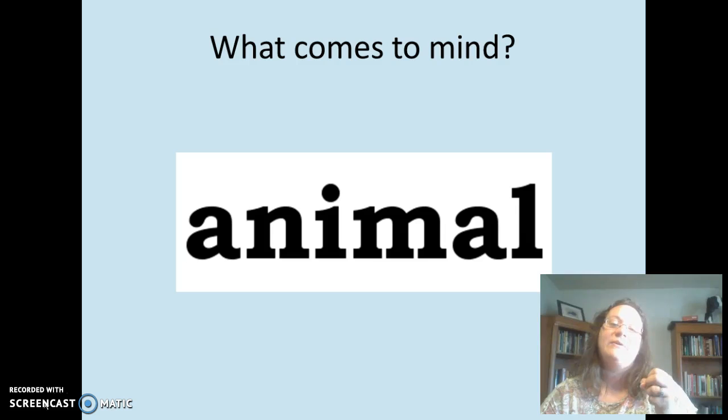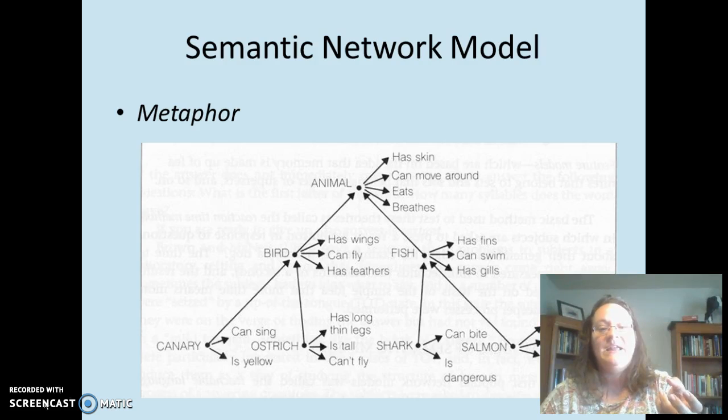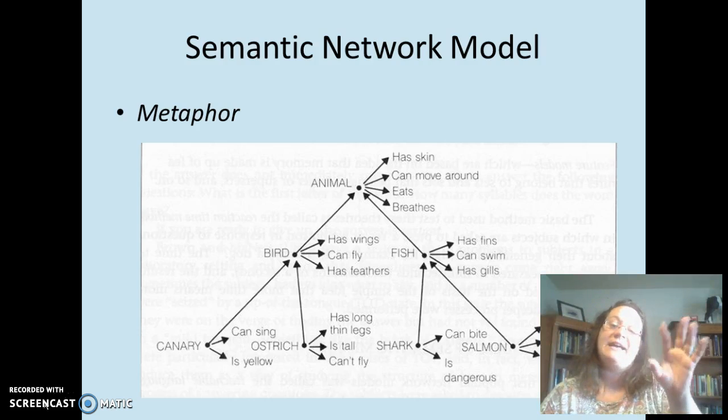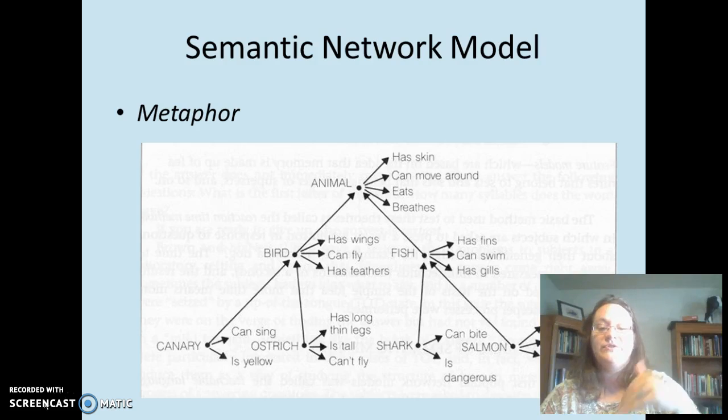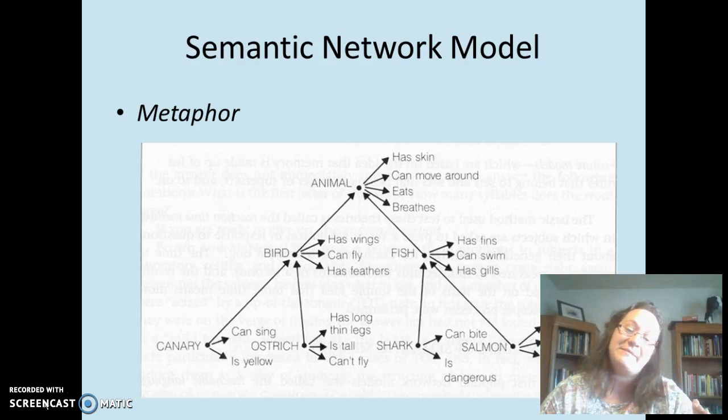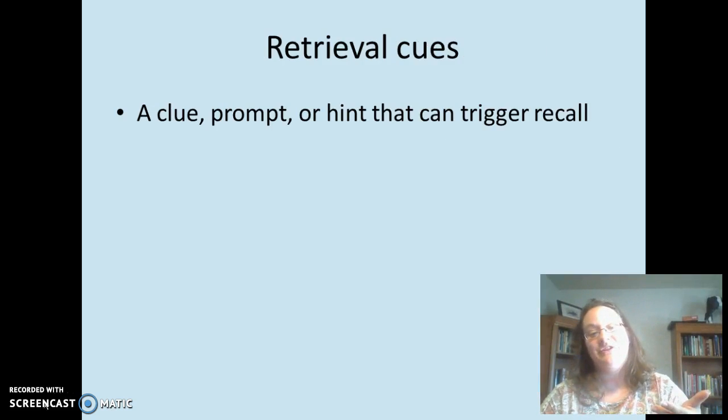Another idea of how we remember things in long-term memory is this model here. If I say something to you like animal, animal's at the top of this graphic, and according to the semantic network model, the word animal might trigger many other thoughts in your brain. So it might be like has skin, can move around. It might then go into bird or to fish, and then maybe into some subcategories of bird or fish.